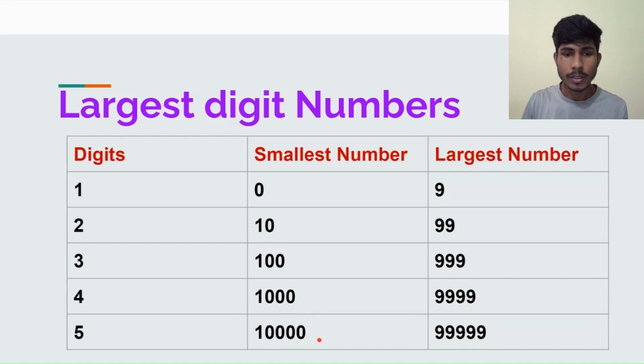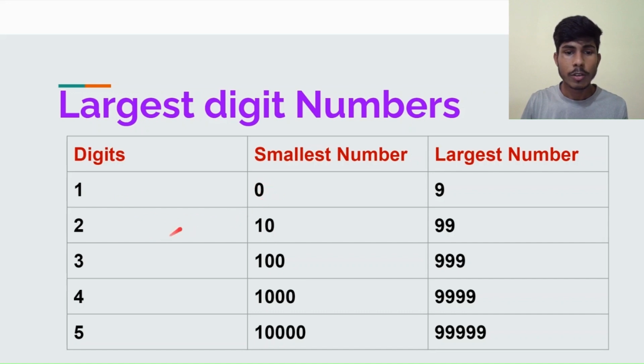get 10,000. See, for any smallest digit number, you have to keep a 1 on the left and make the remaining digits zeros. Here only 1 digit is there, so there is no choice of putting 1. So you have to keep it as 0.